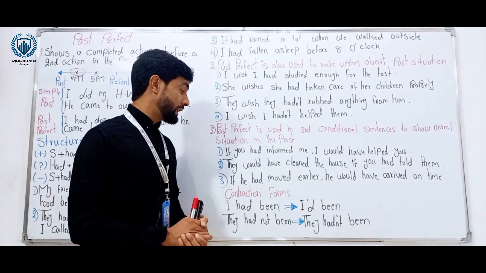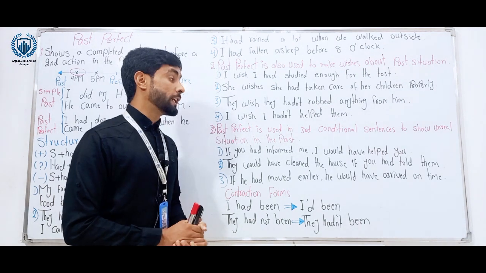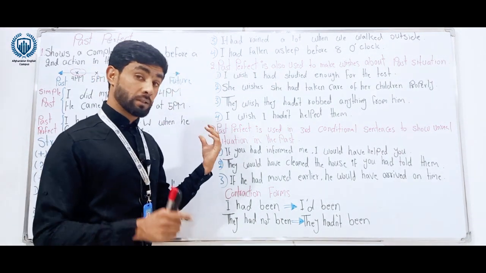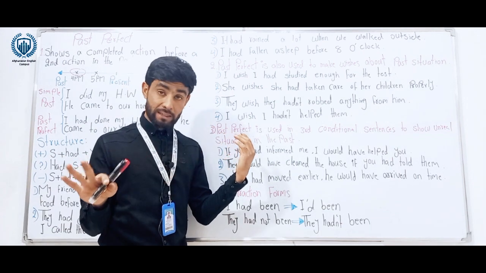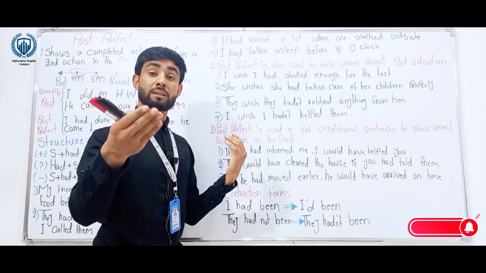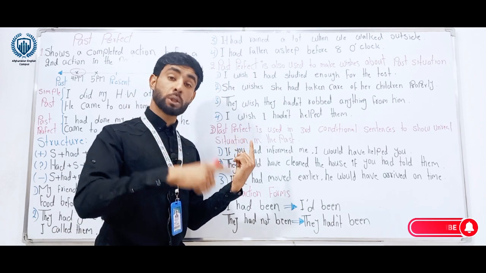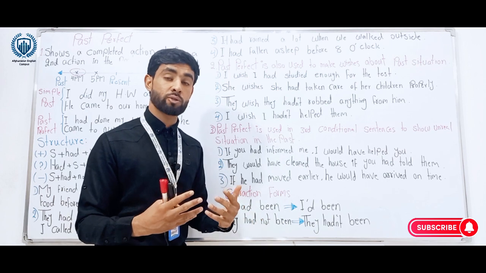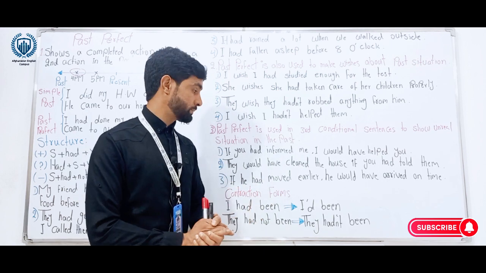The second sentence, they would have cleaned the house if you had told them. So in the past, the problem is they didn't clean the house. And why didn't they clean the house? Because you didn't tell them. If you had told them, they would have cleaned the house. It's an unreal situation in the past.